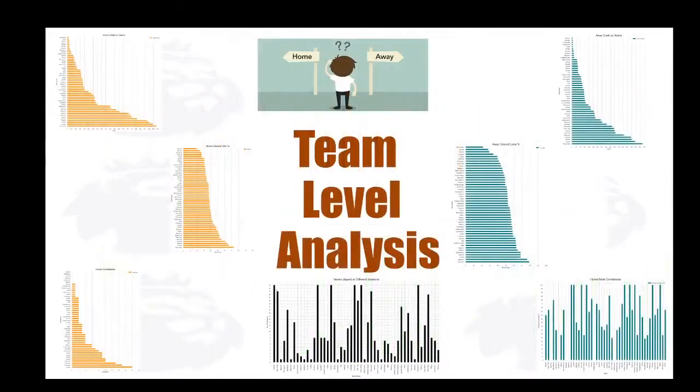Now let's move towards a team level analysis and try to answer some of the specific questions like who won the most and least matches, who scored the most goals. We'll also look at the stats on a home and away basis. As seen here, Manchester United, Arsenal and Chelsea are the top three teams who have scored the most goals at the home and away grounds.